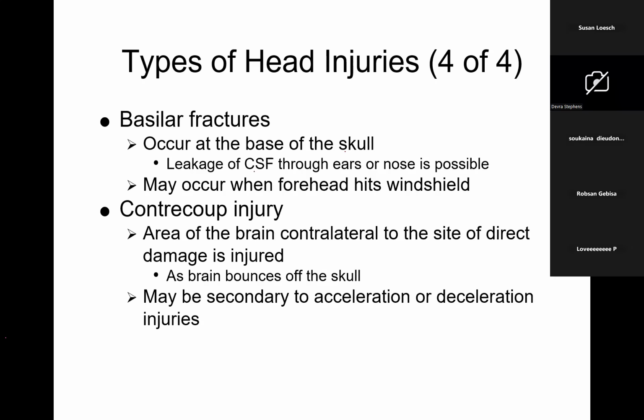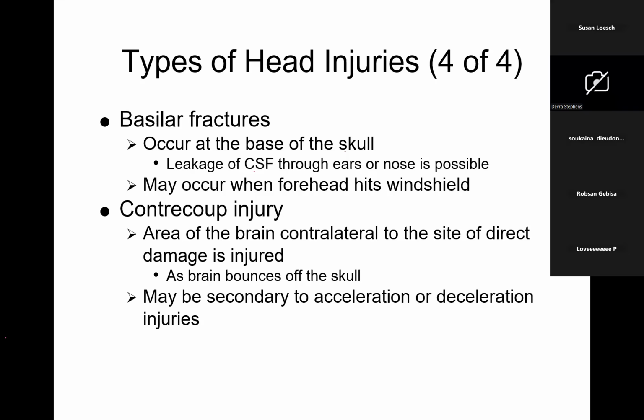All right, a basilar fracture occurs at the base of the skull. So remember, we were talking about the leakage of the cerebrospinal fluid through the ears or the nose being possible here. These clients will also usually have two black eyes. We call that raccoon sign. And a lot of times they'll have a big bruise at the mastoid process. We call that Battle sign.